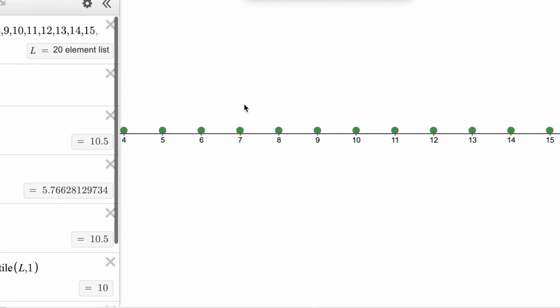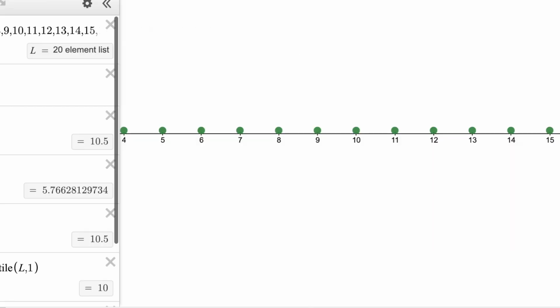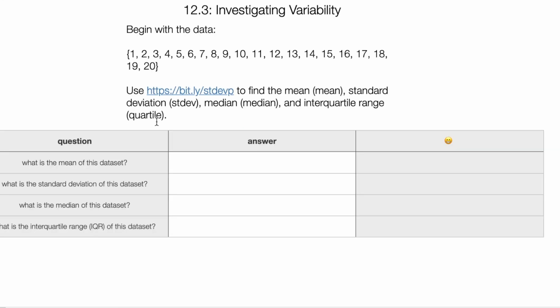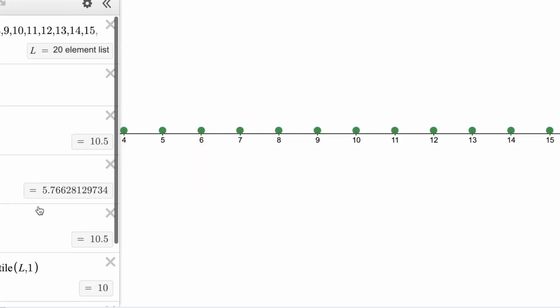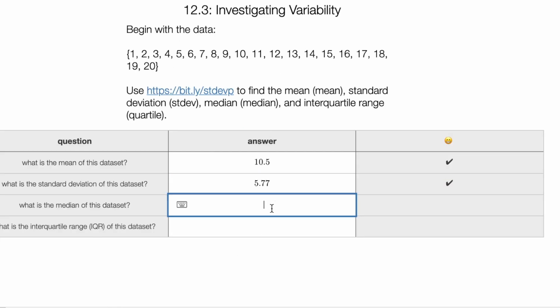Well, they already have the data here for you, and they already have the summary statistics. So all you have to do is look at this. Okay, it says our mean is 10.5. So you would come here, type in your mean. Standard deviation is right here. We're going to do 5.77. I just rounded it.